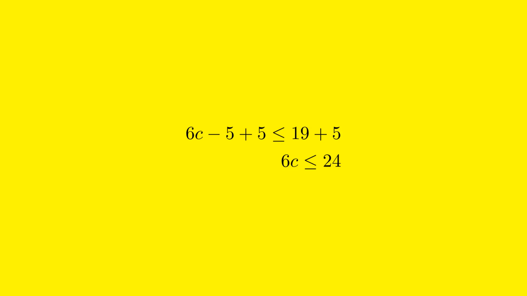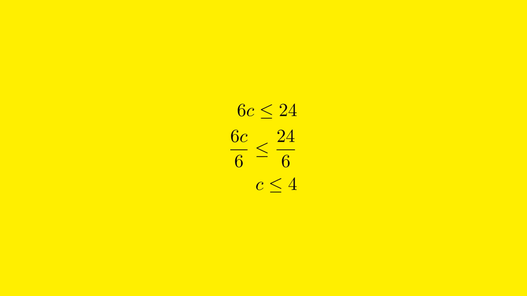The minus 5 and plus 5 cancel each other out, leaving us with 6c. On the right side, we have 19 plus 5, which equals 24. Now the inequality is transformed to 6c is less than or equal to 24. At this point, we have finished the first step. The updated inequality is 6c is less than or equal to 24. Now let's move to the next step to further isolate the variable c.